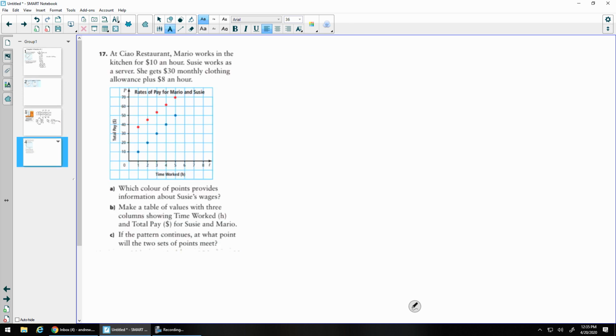Okay, at Chow Restaurant, Mario works in the kitchen for $10 an hour. Susie works as a server. She gets $30 monthly clothing allowance, plus she gets $8 an hour. Okay, so let's just look through some of these questions. So which color of points provides information about Susie's wages? So which one of these lines matches Mario's and which matches Susie's?